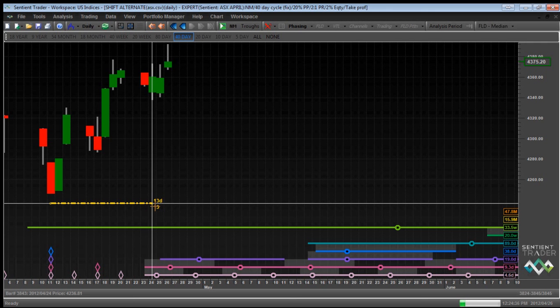Tuesday, the 24th of April, was 13 days. Now, is it possible that a 20-day cycle trough could have occurred after 13 days? Yes, it's possible. One of the very important principles of Hurst's cyclic theory is, of course, the principle of variation.